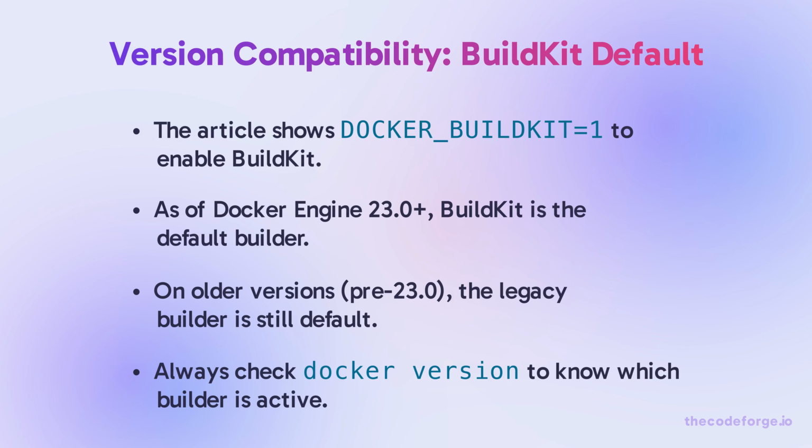The article shows DOCKER_BUILDKIT=1 to enable BuildKit. As of Docker Engine 23+, BuildKit is the default builder. On older versions, pre-23.0, the legacy builder is still the default. Always check your Docker version to know which builder is active.